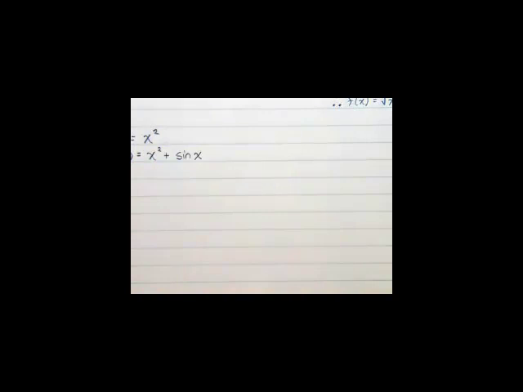So one where you're pretty familiar with what the graph looks like, and one not so much. X squared plus sine x, I don't know. Just by looking at the equations, which one do you think is going to grow more quickly? Or are they going to be the same? Any ideas heading into this one?